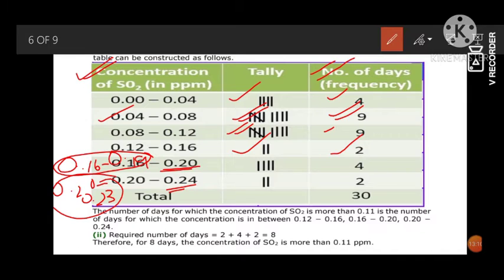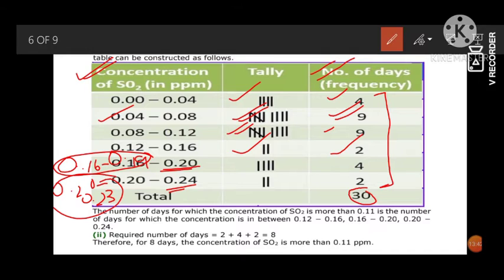So whenever we make a grouped frequency distribution table, the last number will not be included while we are forming the tally and the number of days. After finishing, add this up, and you will get 30, which should be equal to what is given in the question. The number of days was given as 30, so the total frequency also is 30. So it is matching with our question, so our frequency distribution table is correct.